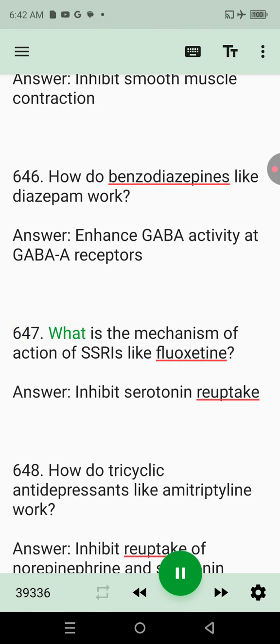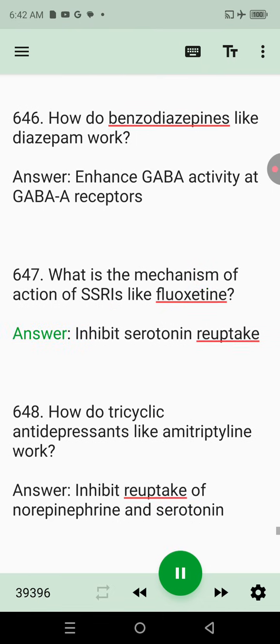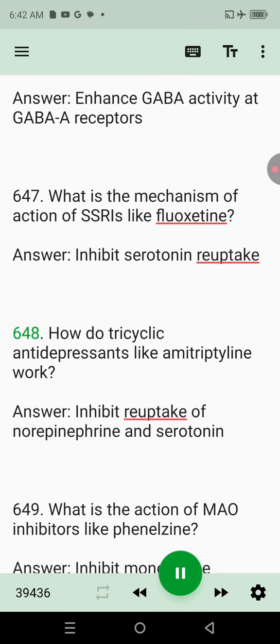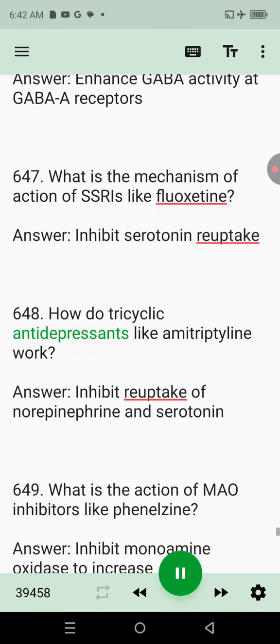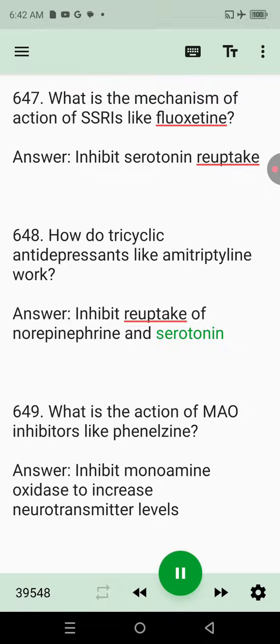647. What is the mechanism of action of SSRIs like fluoxetine? Answer. Inhibit serotonin reuptake. 648. How do tricyclic antidepressants like amitriptyline work? Answer. Inhibit reuptake of norepinephrine and serotonin.